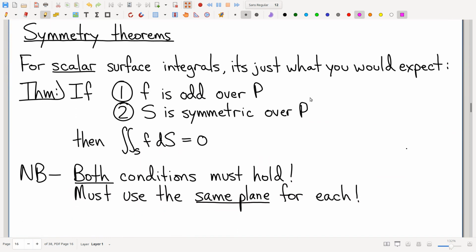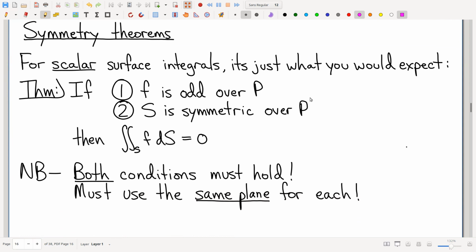Okay. Symmetry theorems. By the way, I don't know if you noticed this, but the order that I'm going through these connected ideas related to vector surface integrals is exactly the same order that I was going through connected ideas to vector line integrals. And that's on purpose, right? Come back to that point in a minute.